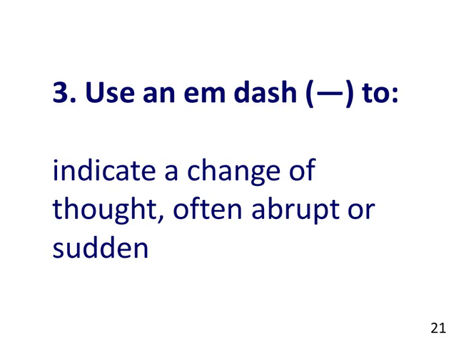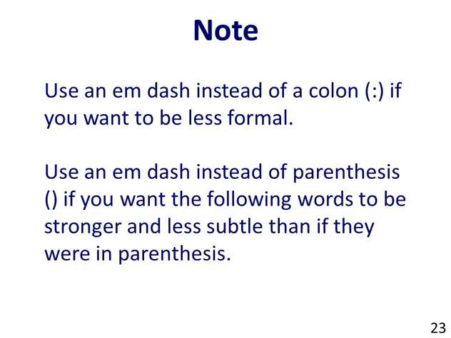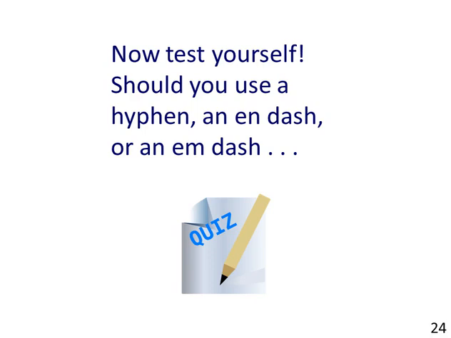3. Use an m dash to indicate a change of thought, often abrupt or sudden. The picture shows a luxury car, a Bugatti. The sentence reads, "He arrived in his new car, and what a car!" Note, use an m dash instead of a colon if you want to be less formal, but use an m dash instead of parenthesis if you want the following words to be stronger and less subtle than if they were in parenthesis. Now test yourself.